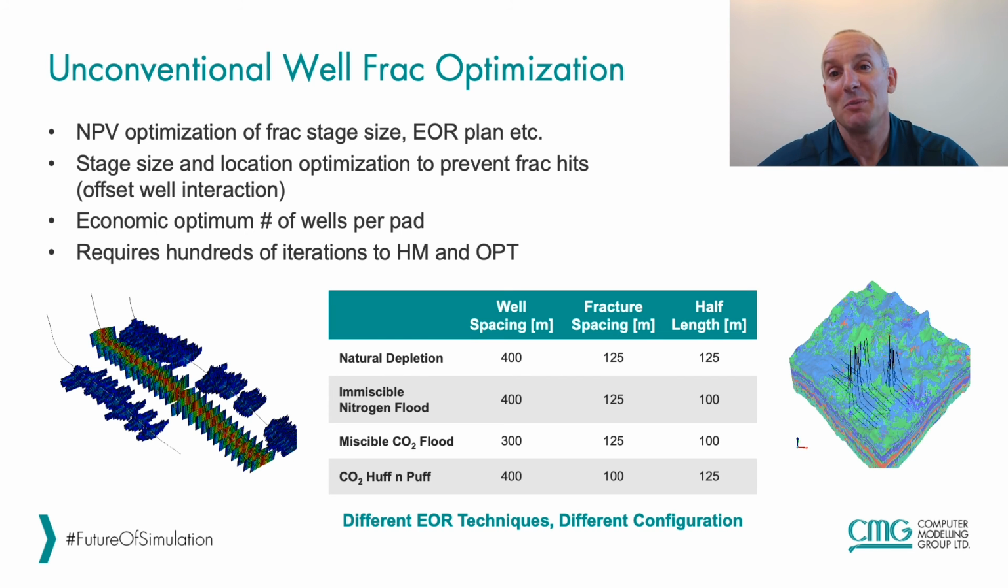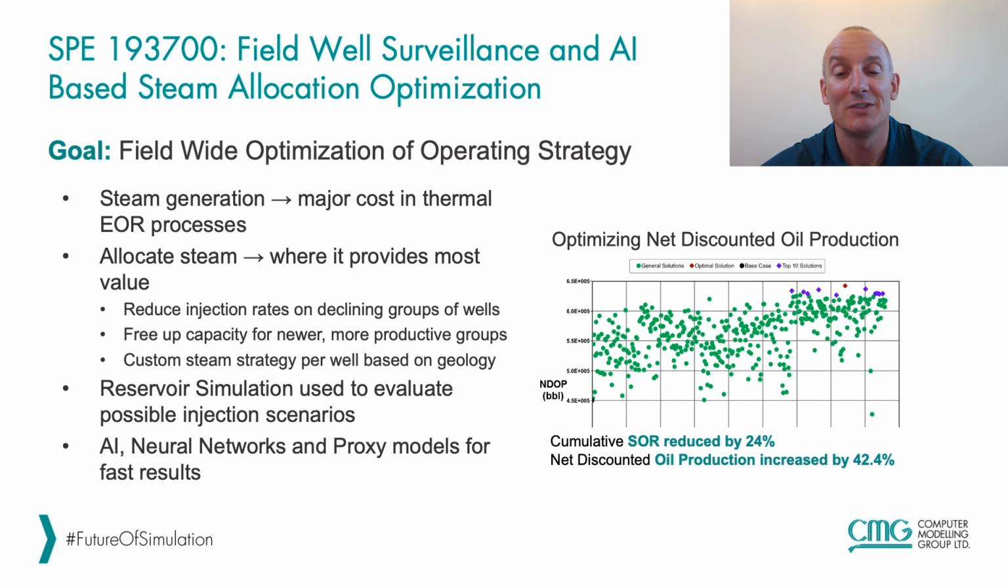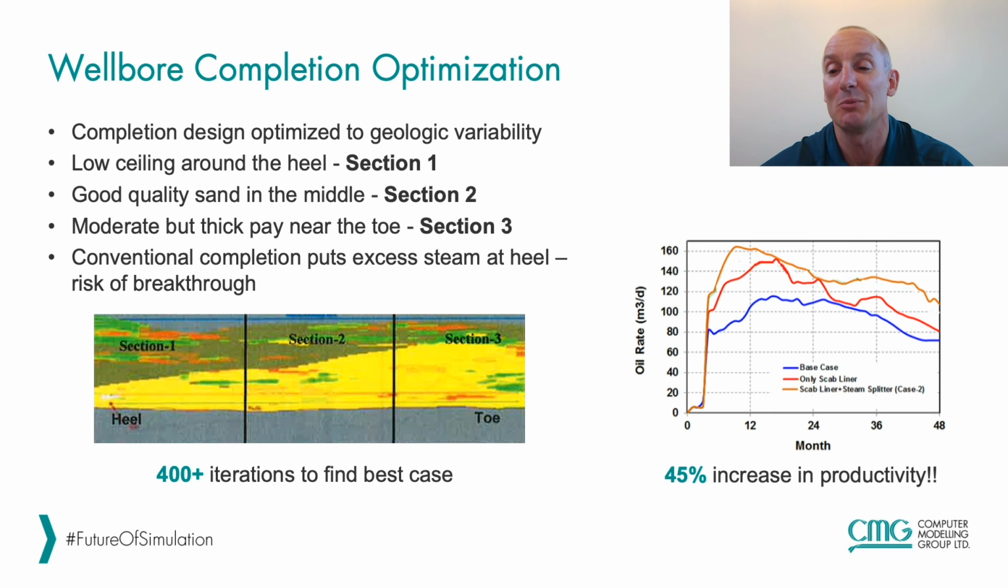So whether you're doing optimization of an unconventional resource, looking at fracs, well spacing, types of EOR processes, or you're involved in heavy oil, SAGD, trying to optimize steam injection. You can see in this example, after several hundred iterations of running a model, they're able to reduce steam oil ratio by 24%, oil production's up by 42%, or even just optimizing your completion based on local geology.